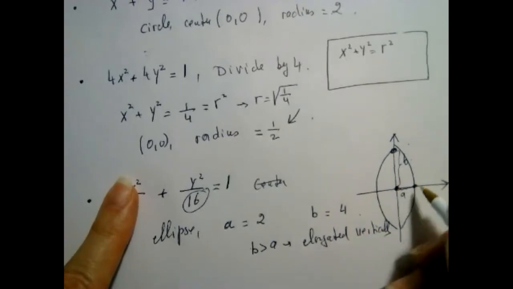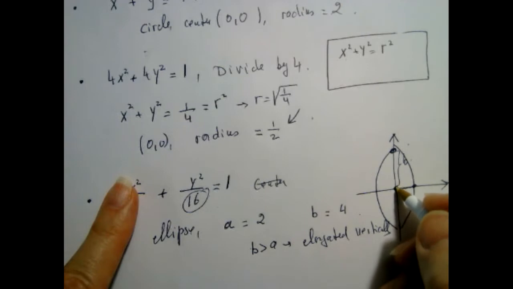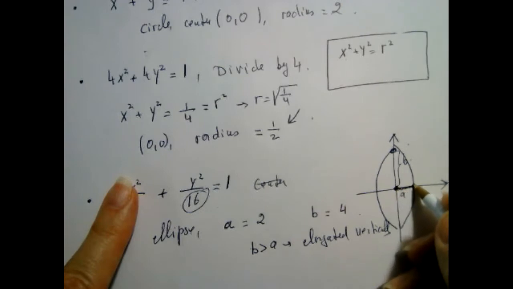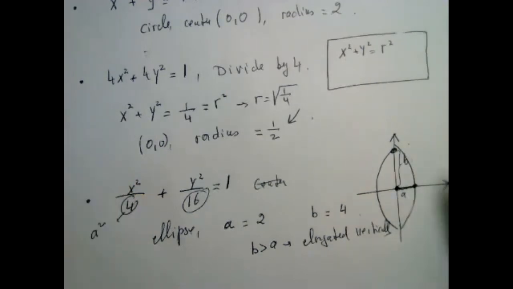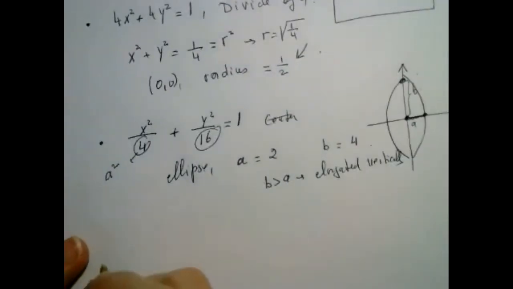Okay, so the A and the B are the distance from the center all the way to the edge. That's the A on the x-axis, and that's the B on the y-axis. All right, now suppose I give you the following.